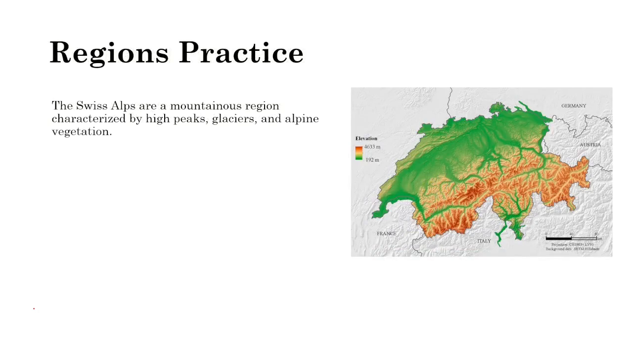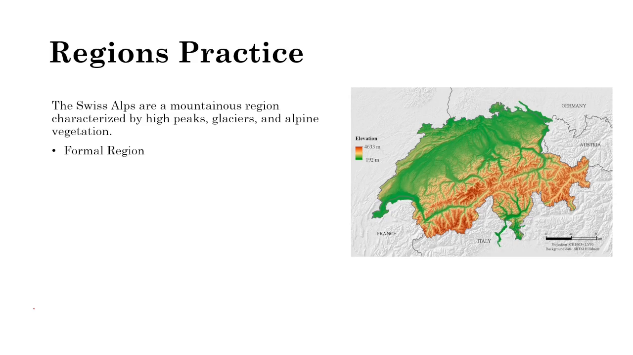So let's do some practice here. So we're looking at physical geography first. So the Swiss Alps are mountains in Switzerland. They have glaciers and alpine vegetation as well as mountainous peaks. So they're very high. They reach elevations of up to 46,000 meters. So this is a formal region. The easiest way to interpret this is that we're looking at physical geography here.